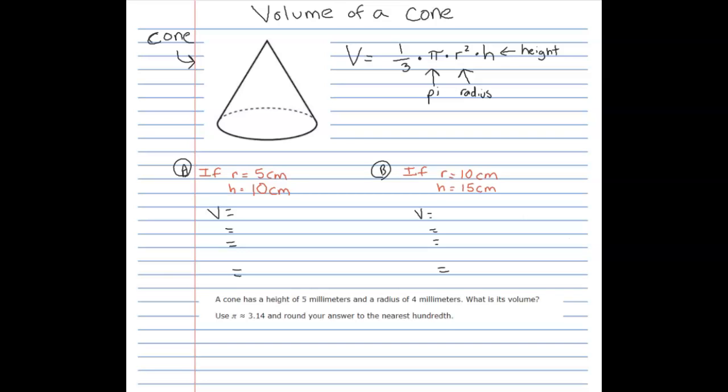The volume here, we're going to take 1/3. We're going to multiply that by pi. We know pi to be 3.14. We're going to take that, we're going to multiply by the radius twice, or squared, and multiply that by the height. So again, let's figure out which one is which.